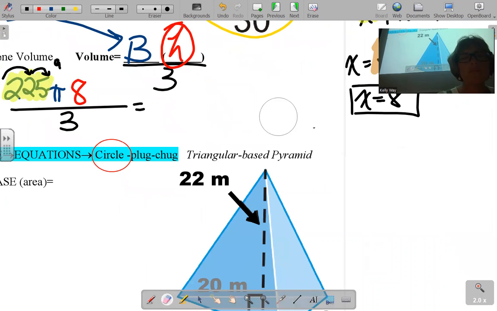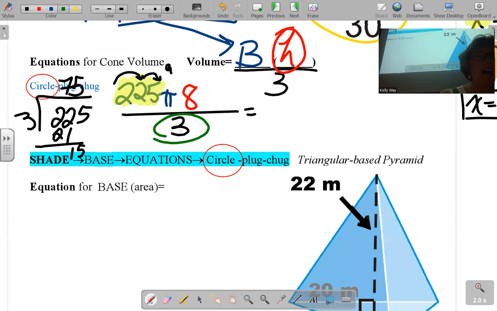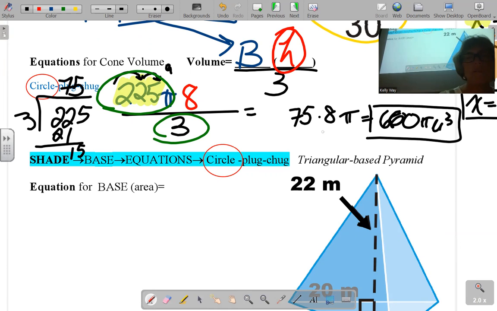Okay, let me backtrack. I'm so sorry. 225 divided by 3 is 75. You cool with that? Okay, times 8 times pi. That's 600 pi units cubed. That's it. We don't divide by 3 because we already did it.